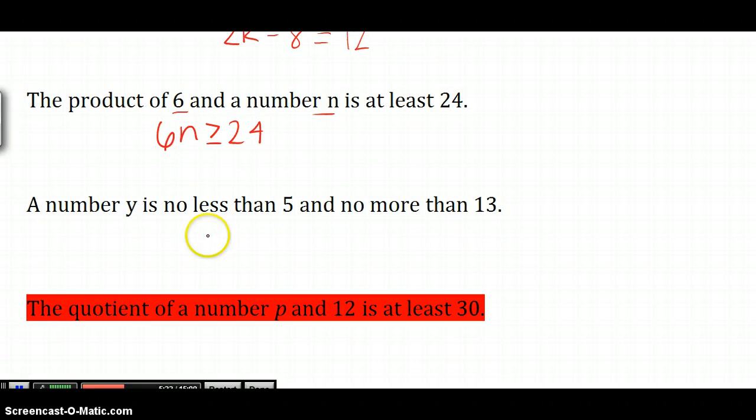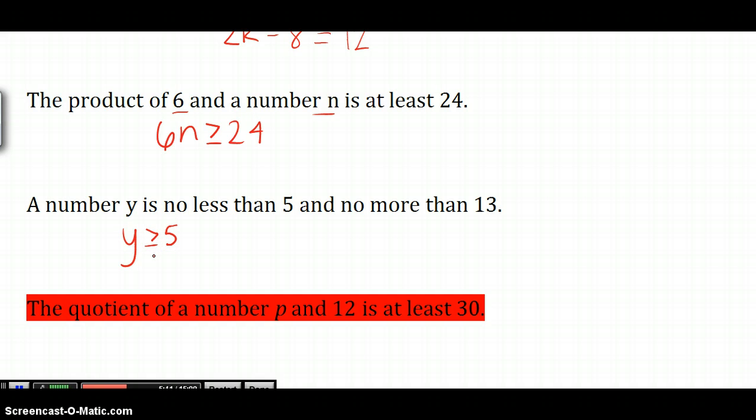A number y is no less than 5 and no more than 13. So a number y is no less than 5. So it can't be less than 5. So it has to be greater than or equal to 5.